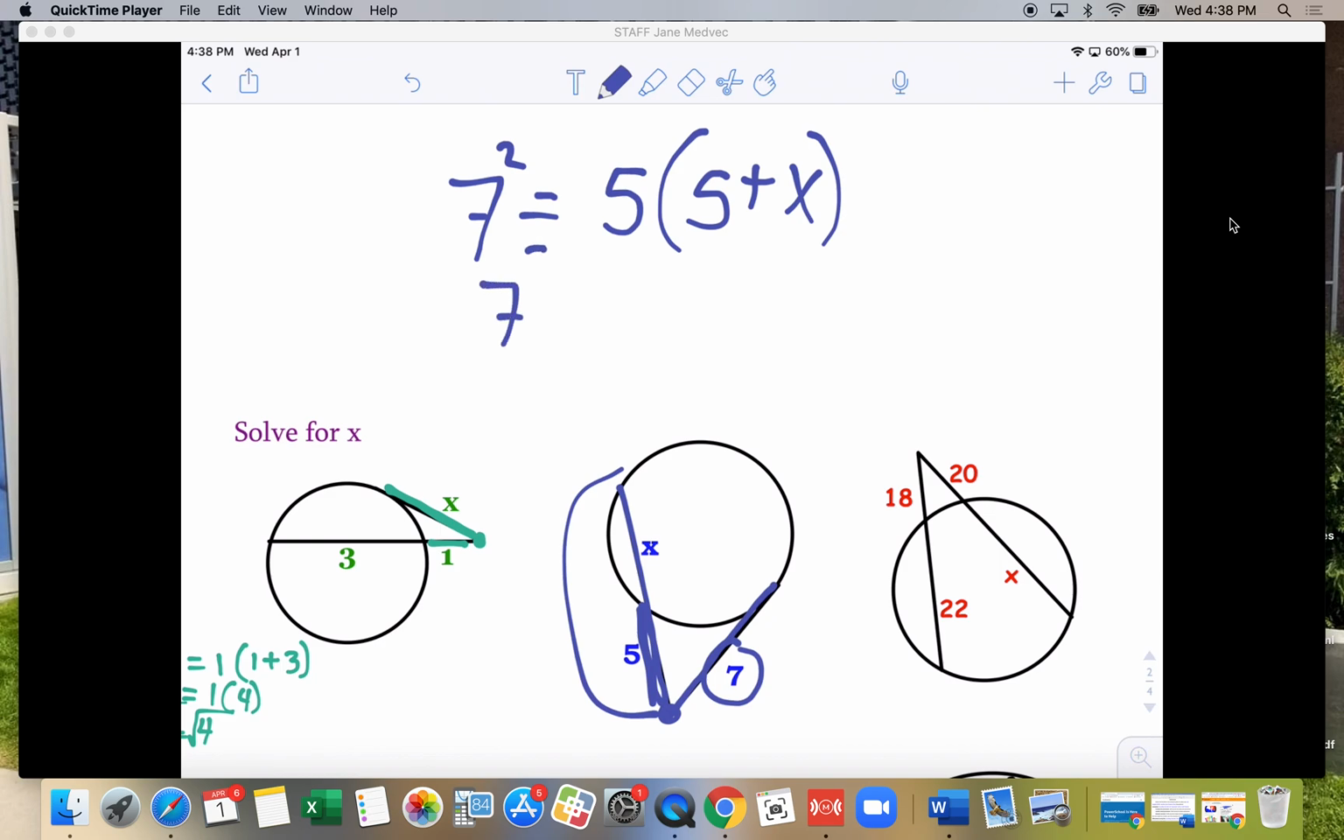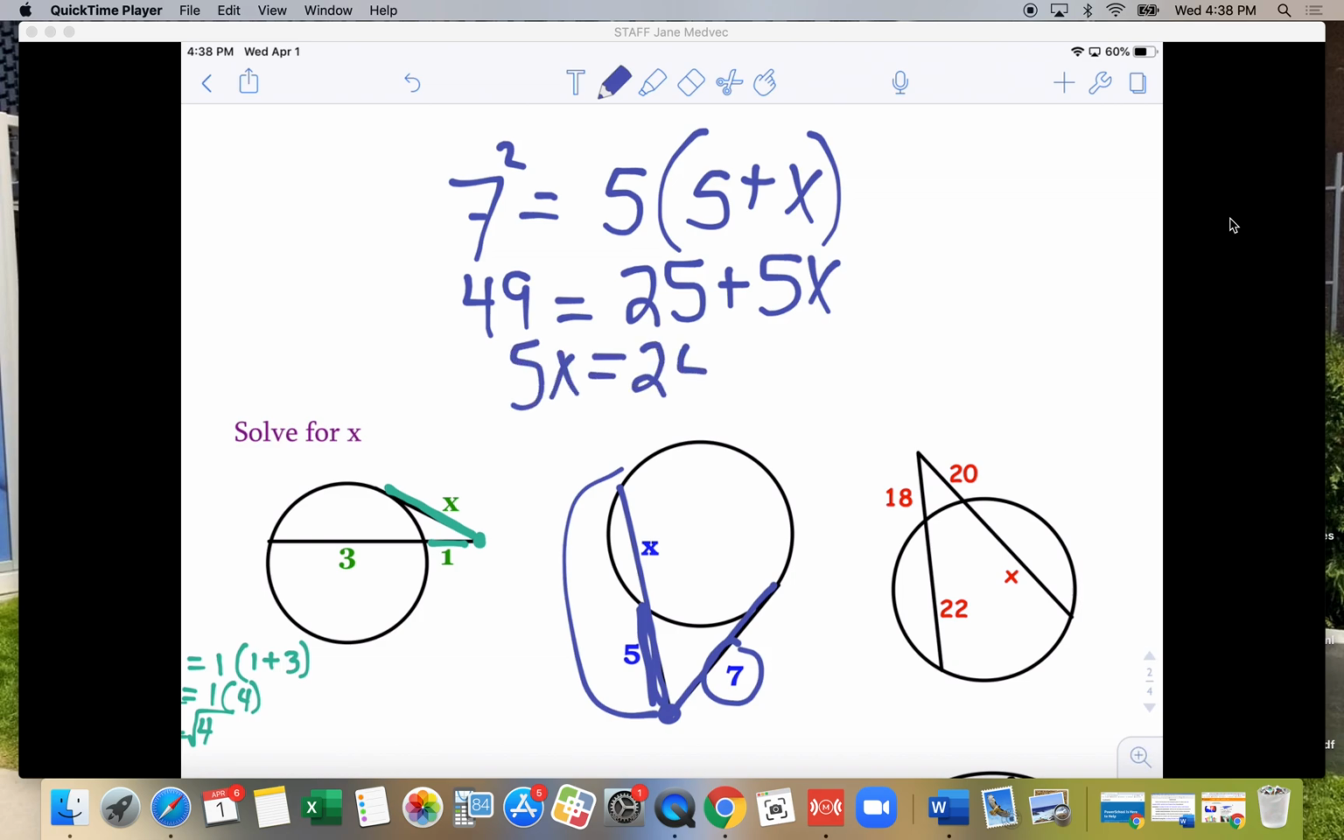So I got 7 squared equals 25, which is 5 times 5 plus 5x. Oops, I'm sorry. I'm going to go ahead and make this 49. I'm going to subtract 25 from 49, so 5x equals 24. I'm going to divide by 5, so x gives me 4.8. And again, I am not finding angle measure. I'm finding the side, this little piece right here. That's what I'm trying to find.